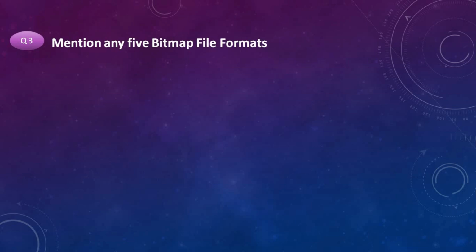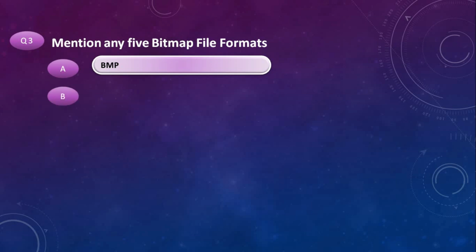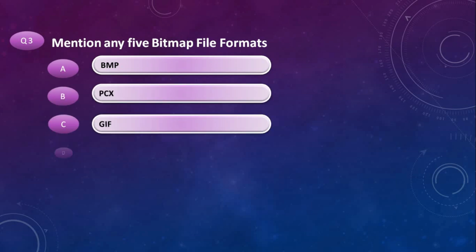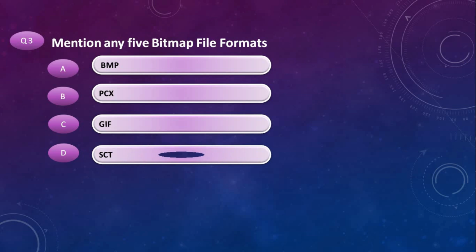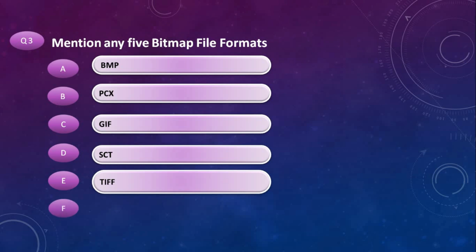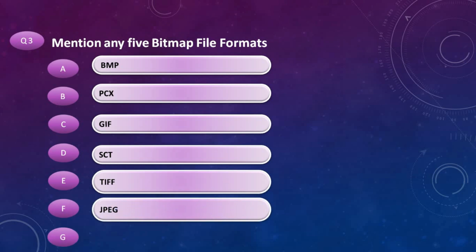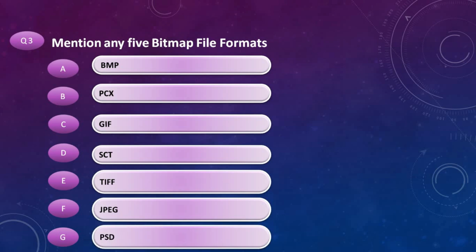Next question, mention any 5 bitmap file formats. So we have BMP, PCX, GIF, SCT, TIFF, JPEG and PSD. So all these are bitmap file formats: BMP, PCX, GIF, SCT, TIFF, JPEG and PSD.